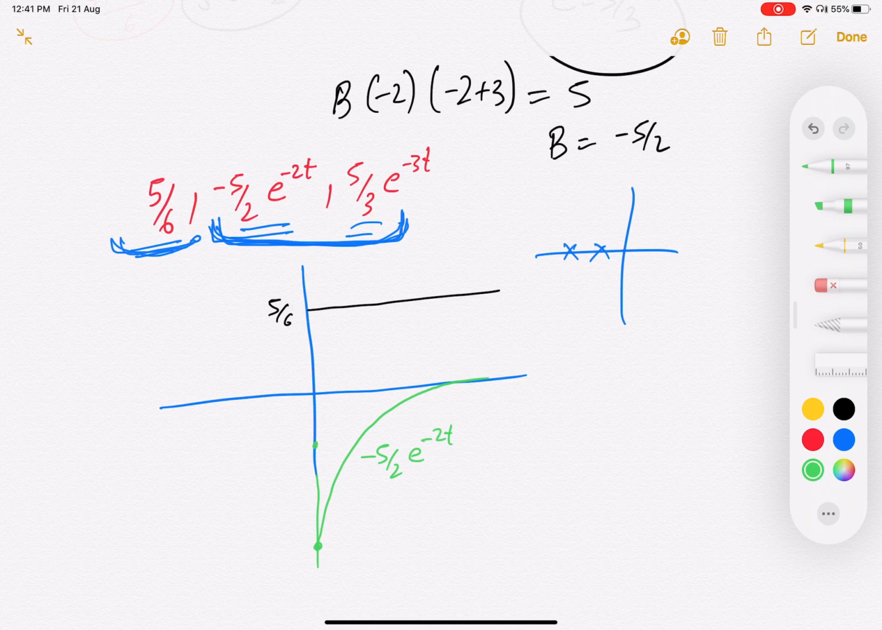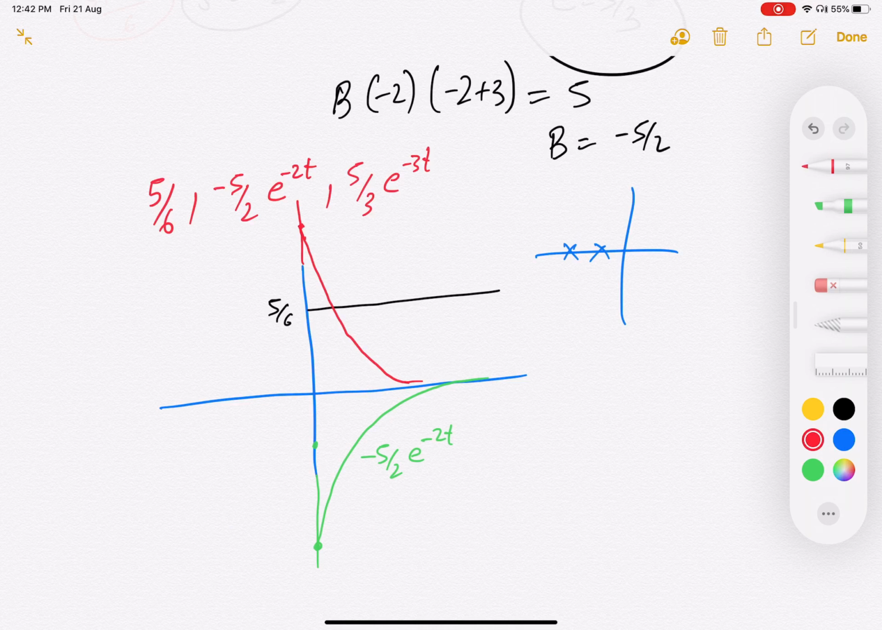And then the third one is 5 by 3 e to the power minus 3t. So 5 by 3 would be roughly somewhere up here, twice this, and then it is going to decay faster as compared to minus 5 by 2 e to the power minus 2t. It has a higher exponential decay, so it's going to be maybe something like this. So this is just a rough sketch. So these are the three responses.